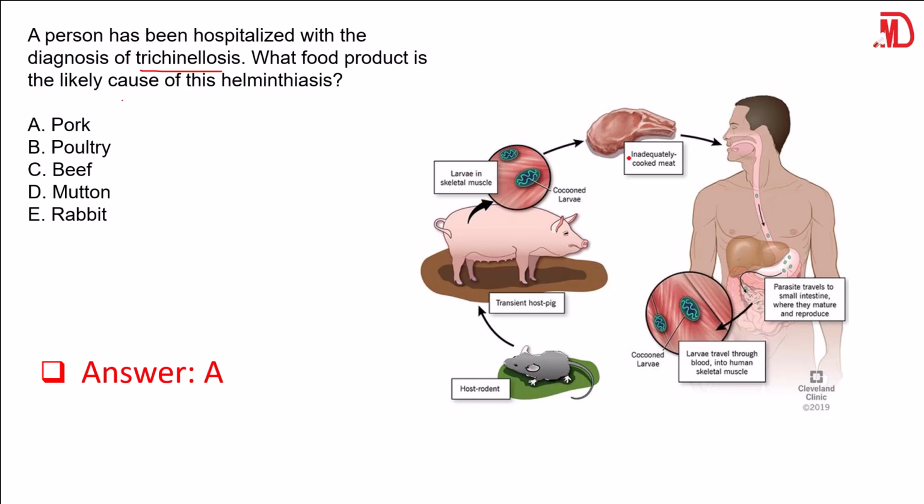Then we eat it. If it is undercooked or poorly cooked, we ingest it into our system, which would then travel into the small intestine where they mature and reproduce, and then we start having those infections. So unfortunately, the answer is already here, but the answer is definitely pork. So your answer is A.